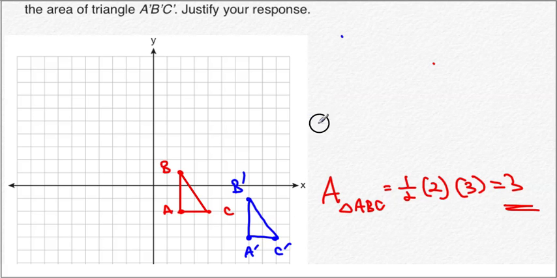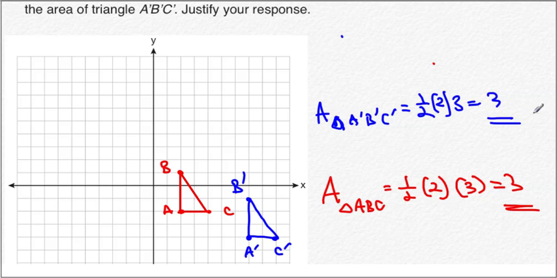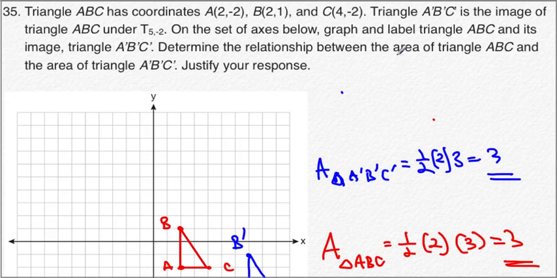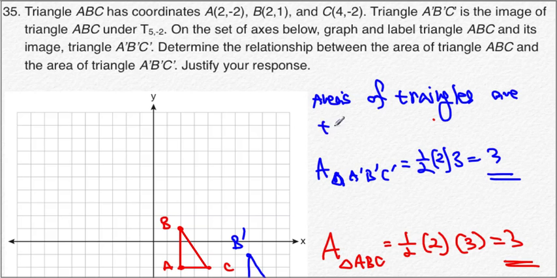You will once again realize the area of triangle A prime, B prime, C prime has to be equal to 1/2. What's our base? Still 2. What's our height? Still 3. So therefore our answer will be still 3. So the areas of triangles are the same after translation, generally speaking.